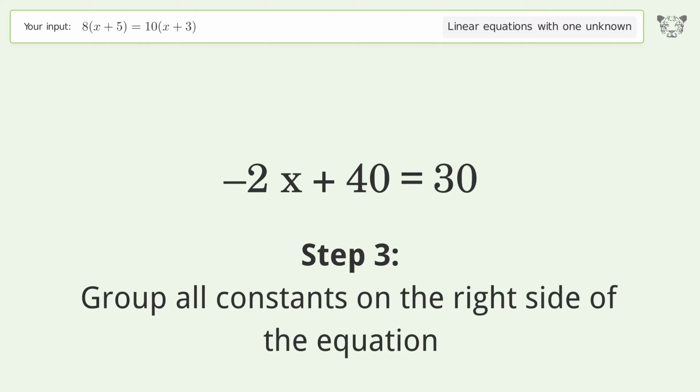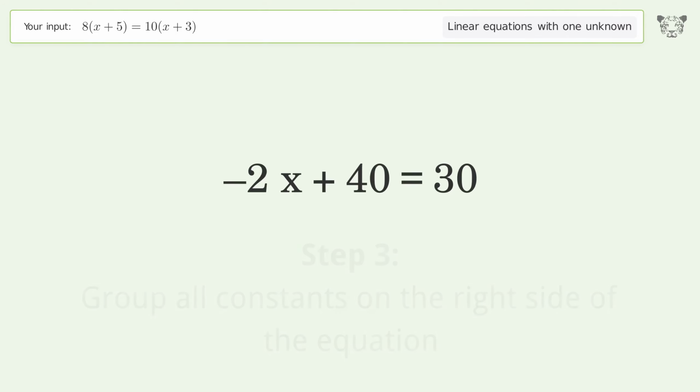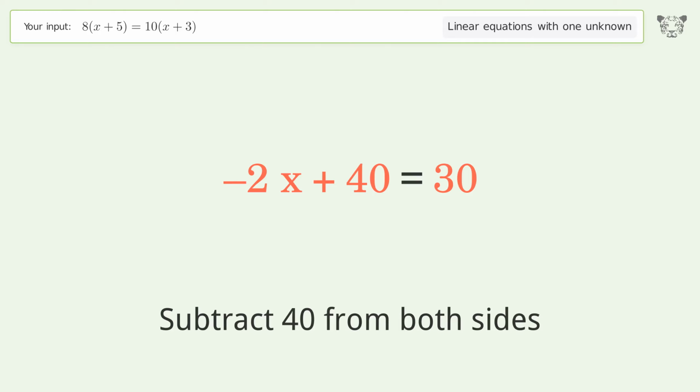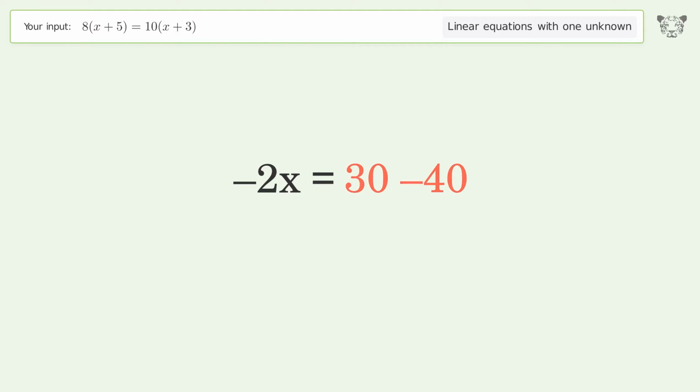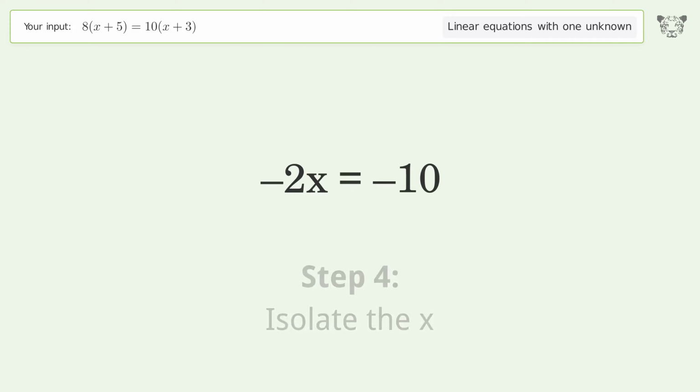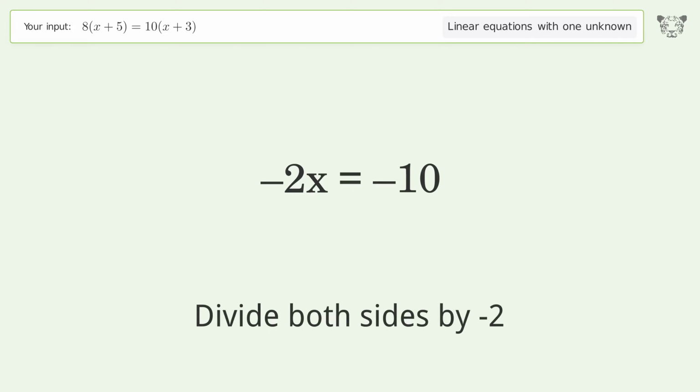Group all constants on the right side of the equation. Subtract 40 from both sides. Simplify the arithmetic. Isolate the x. Divide both sides by -2.